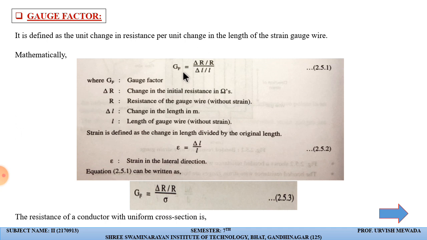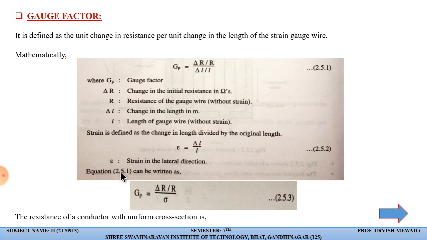So gauge factor generally defines the ratio of the change in resistance to the original resistance, and the change in length to the original length. GF indicates the gauge factor, delta R is the change in the initial resistance in ohms, and R is the resistance of the gauge wire, meaning whenever stress is not applied, whatever resistance is offered by that wire is called the resistance of gauge wire. Whenever we apply a force, that becomes delta R. Delta L is the change in the length, and L is the length of the gauge wire, meaning the actual length. The equation of the strain is the change in the length to the original length.